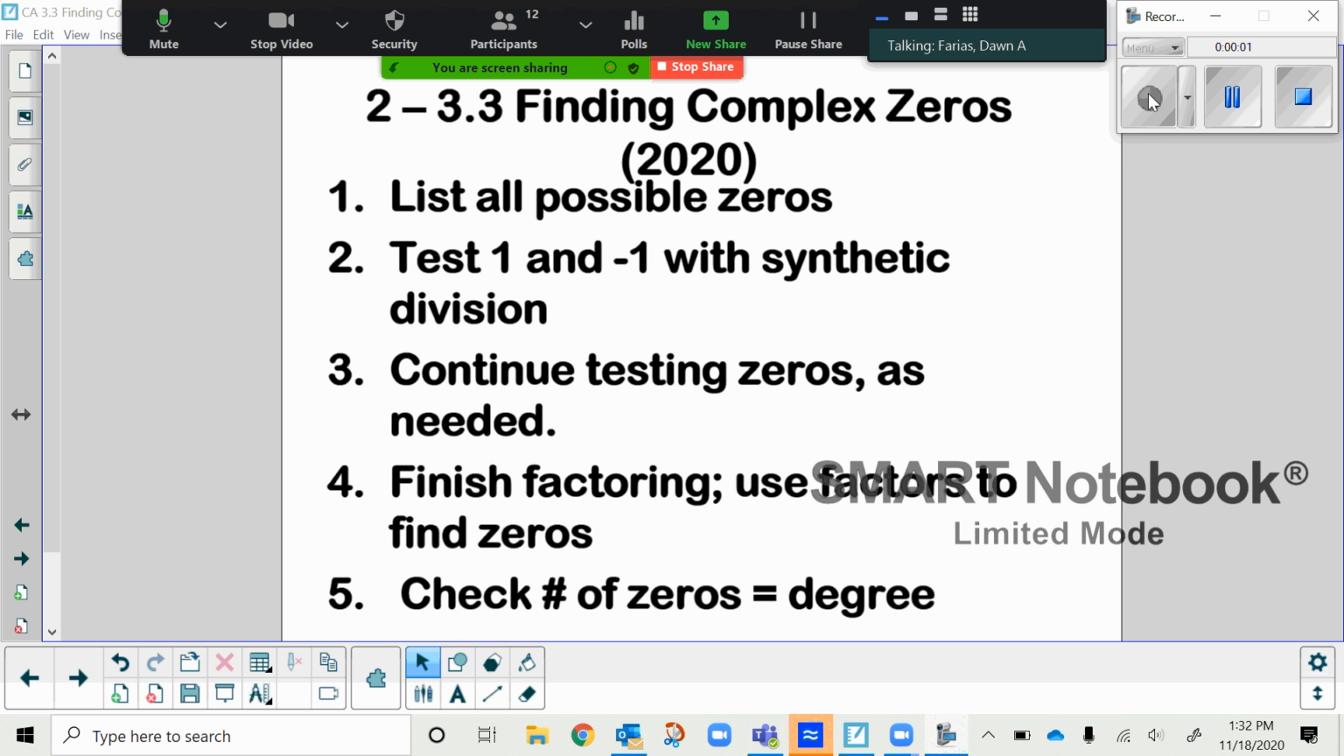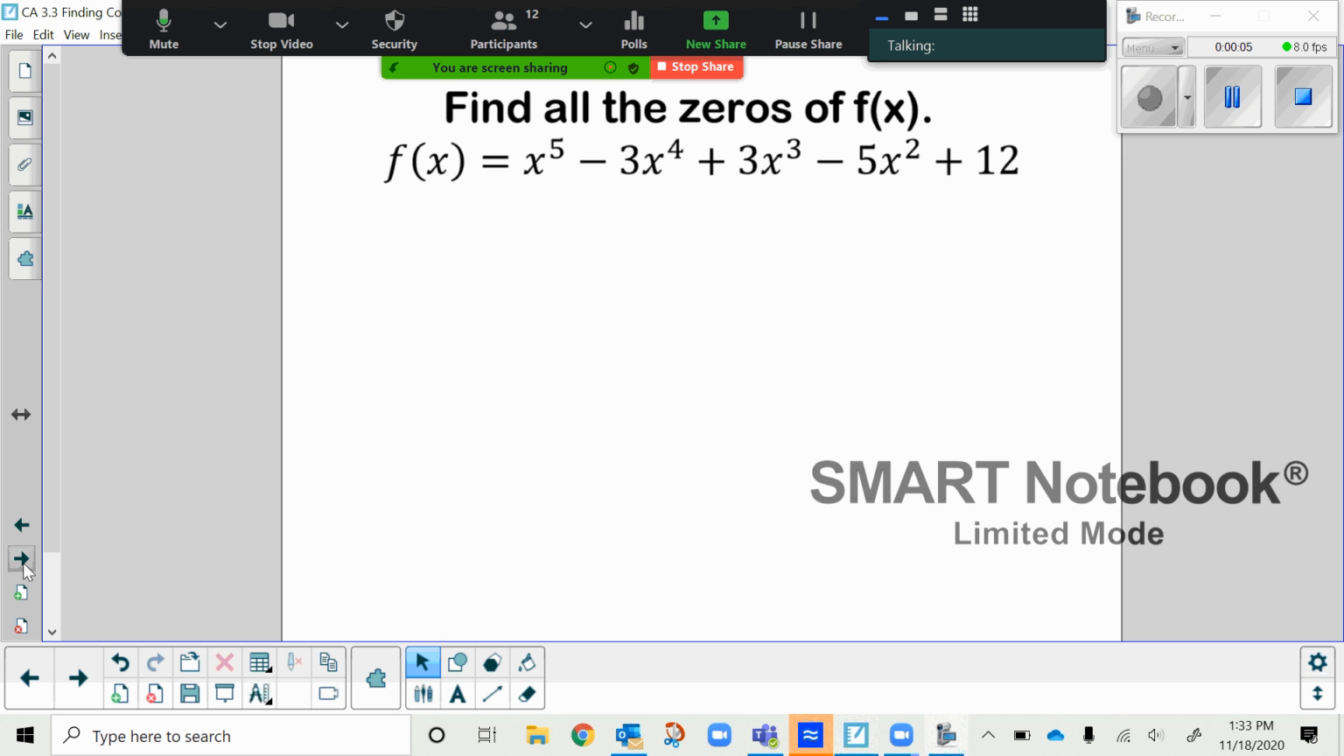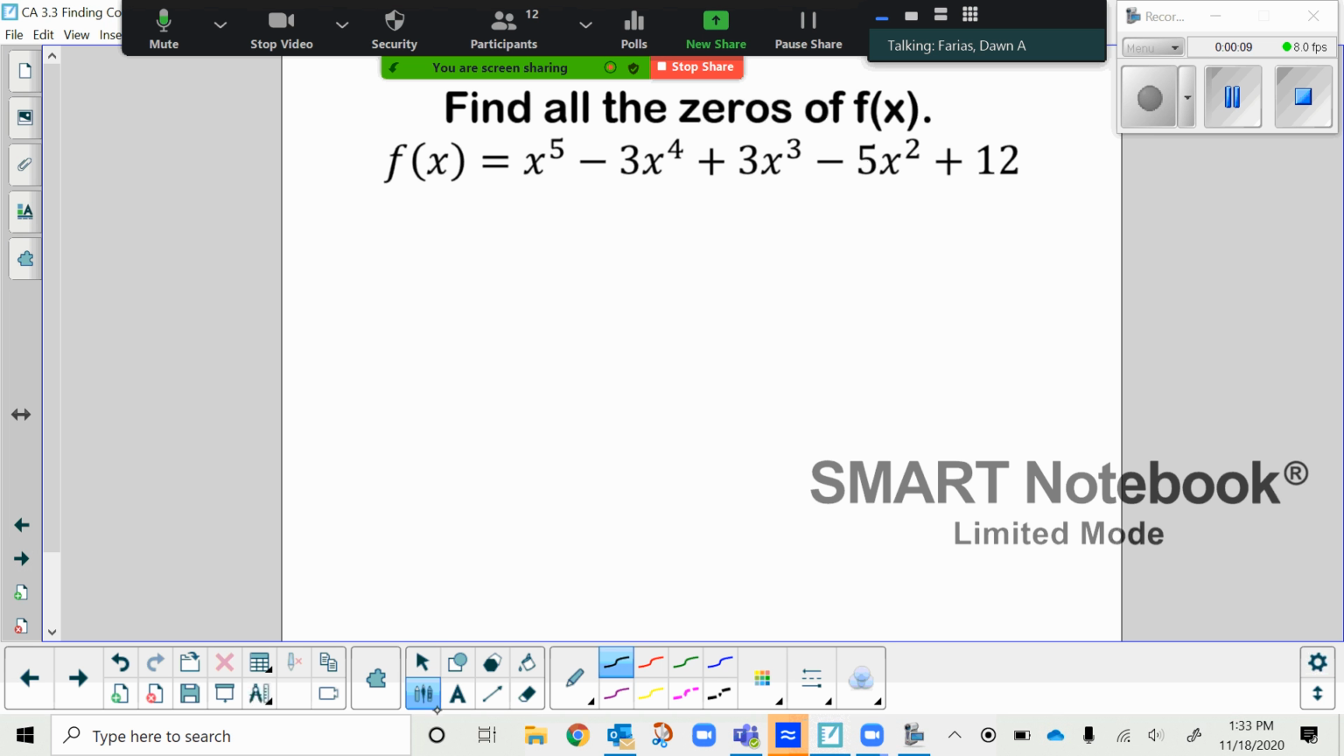So, finding complex zeros. This is just like what we did Friday, but some of our answers are going to be imaginary. Remember, that's what a complex number is: any number that can be written in a plus bi form. So it could be any real number, any imaginary number.